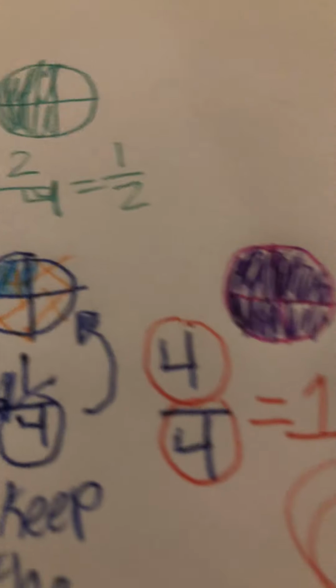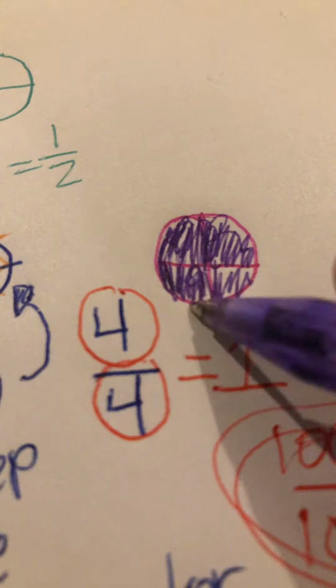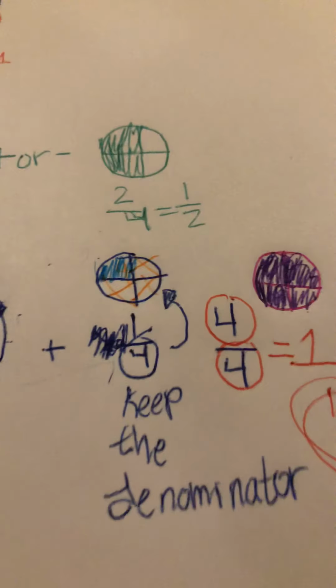So let's see if we're right. If there's 1, 2, 3, 4, and in the answer there's 1, 2, 3, 4. So we got the problem right. I'm going to flip this page over. Let me just write.